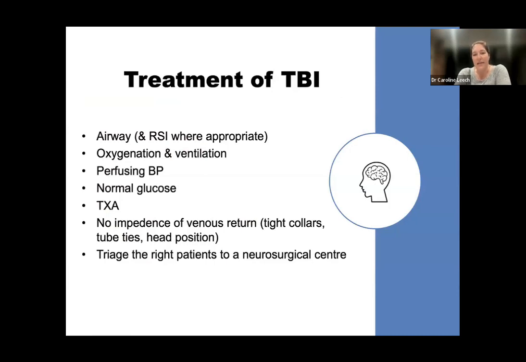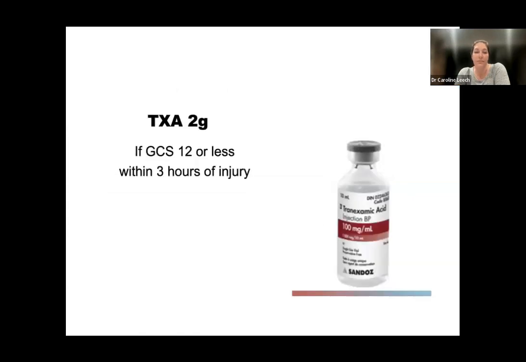that, as you can see, the main treatment of traumatic brain injury goes back to our ABC. We're also going to talk about TXA. We also need to think about preventing impedance of venous return. So if you're going to put a collar on, don't put it on tight. If you're going to have a patient intubated, don't have the tube tie squashing their neck, and obviously have people in a head-up position. And making sure that we always remember to get patients to the right centre first time.